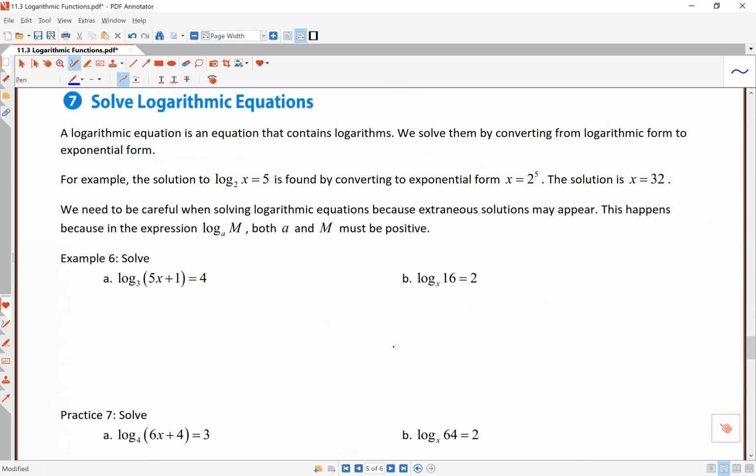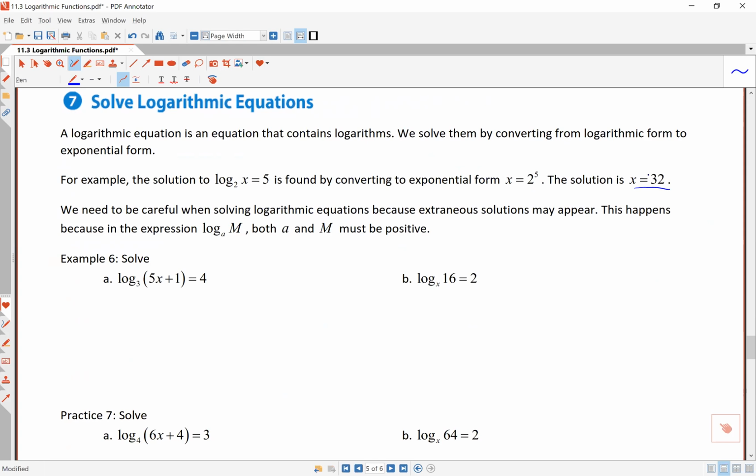A logarithmic equation is an equation that contains logarithms. We solve them by converting from logarithmic form to exponential form. For example, the solution to log base 2 of x equals 5 is found by using the definition of a log, and that is 5 is the exponent on 2 to get x, giving us x equals 32.